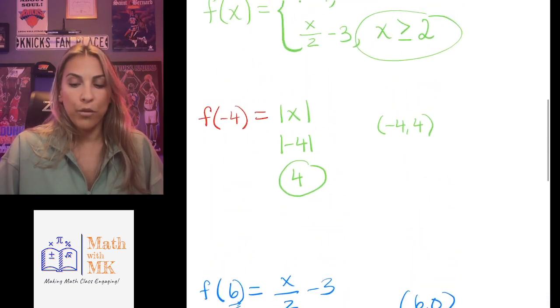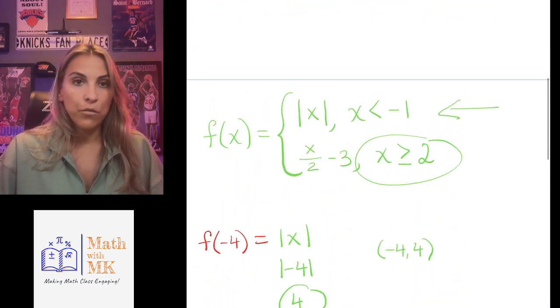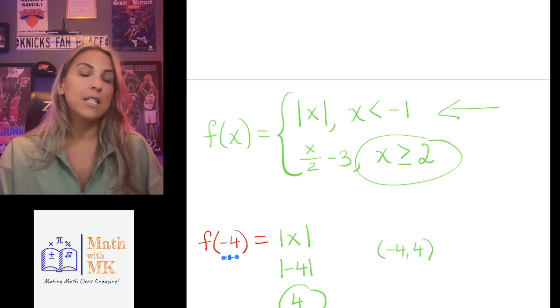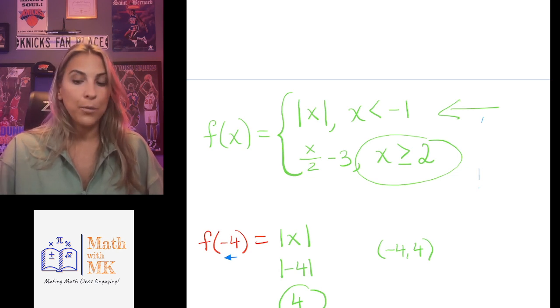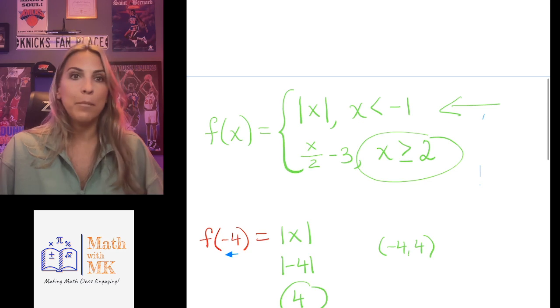All right, so quick review. You look at the function rules that are given. You look at the x value that you're given, and you determine where does that x value fall, in which inequality. Once you figure out where it belongs, you just follow that rule. So you evaluate that expression for that given x value. And that is how you evaluate piecewise functions.